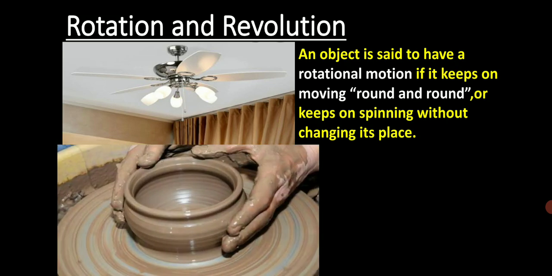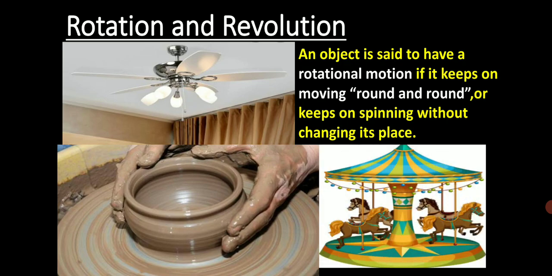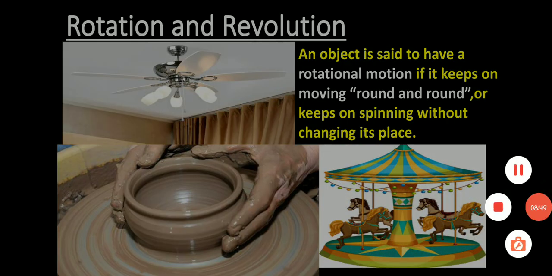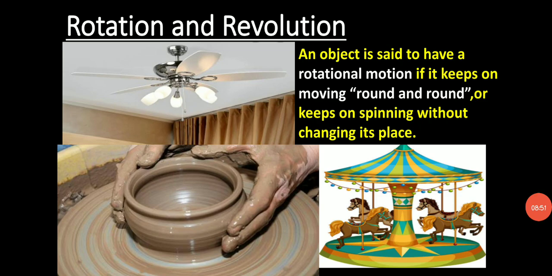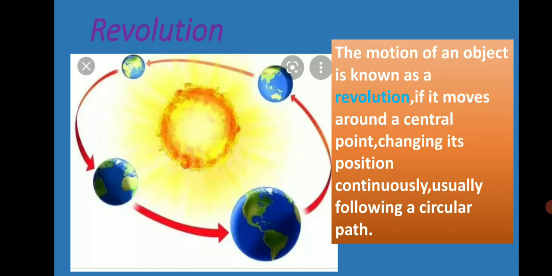More examples are the spinning of a top and the merry-go-round. Next is revolution. What about the motion of the moon around the earth, or the motion of the earth around the sun, or the motion of the second hand of a world globe?